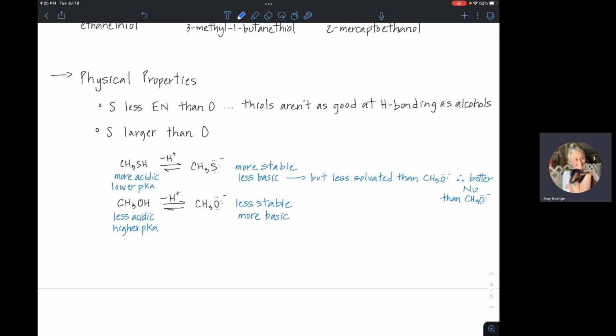In the next video, a separate video, I'm going to tackle ethers and a special kind of ether, a cyclic ether, a three-membered ring containing an oxygen called an epoxide.